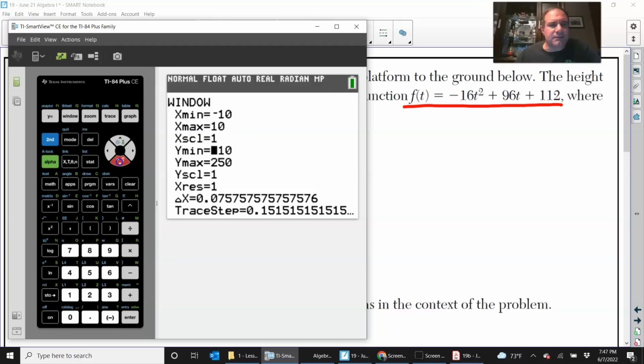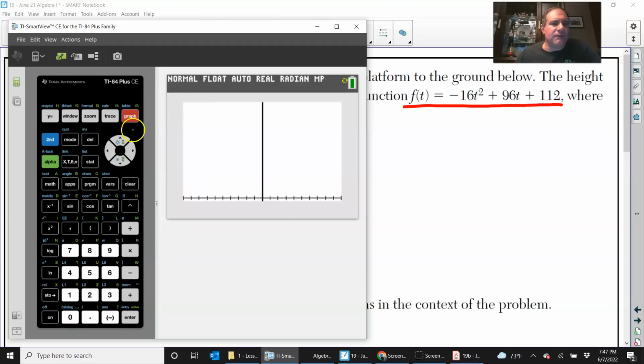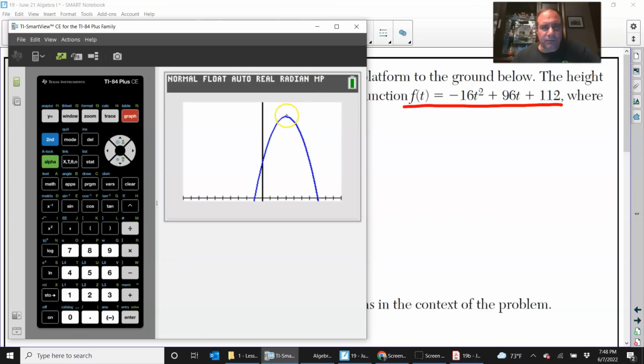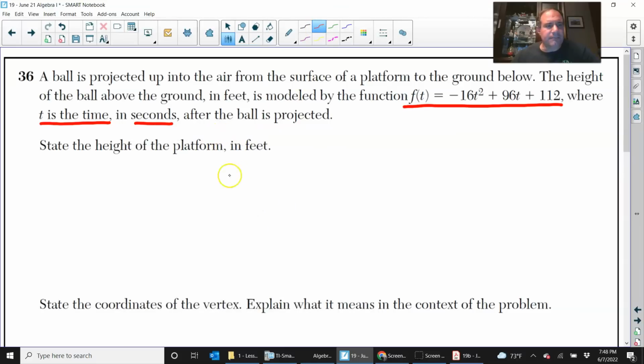I just want to see it, and this way I can get a nice visual of it. Is it completely necessary? No, probably not. But I know that this part right here is the maximum height. So state the height of the platform in feet. If the ball is projected up from the surface of a platform to the ground below, the height of the ball above the ground in feet is modeled by this function, where that instead state the height of the platform.